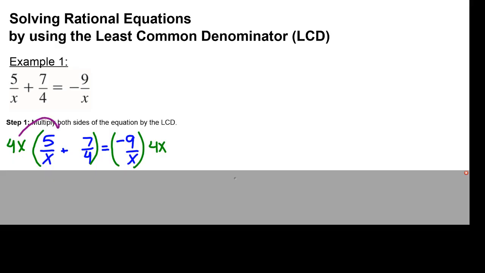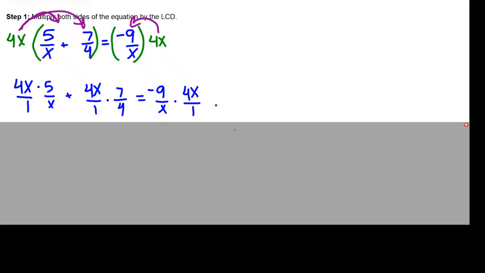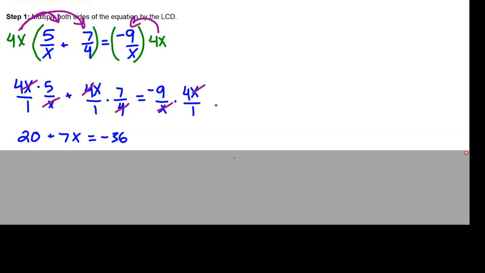If we were to do that, we have to distribute all the terms. We have to use distribution, and that's what I have written here in our next step. If we multiply these, the x's divide out, the 4's divide out, and these x's divide out. In our next step, I'm going to collect the remaining terms. We have 4 times 5, that's 20. We get 7x. And then negative 9 times 4, that's negative 36. Now this is a lot friendlier. We got rid of those fractions.